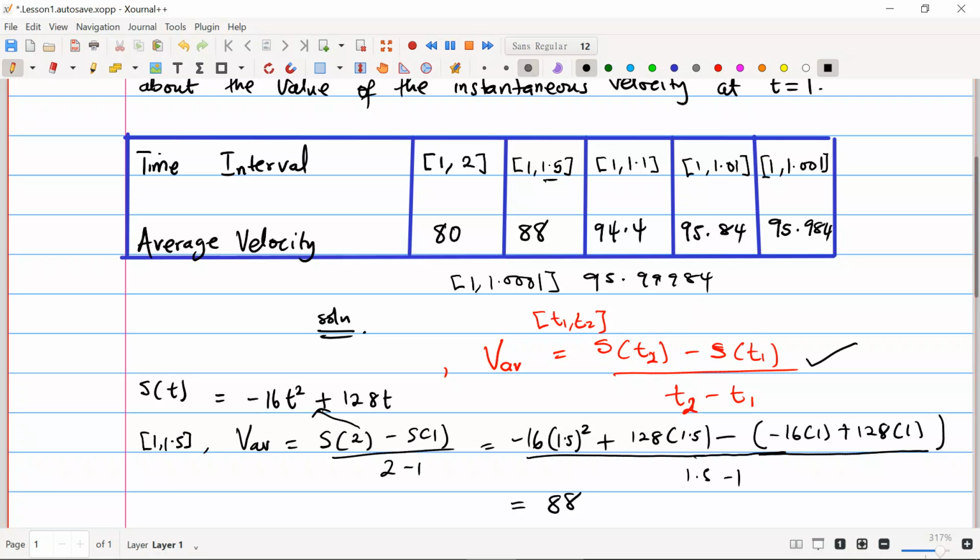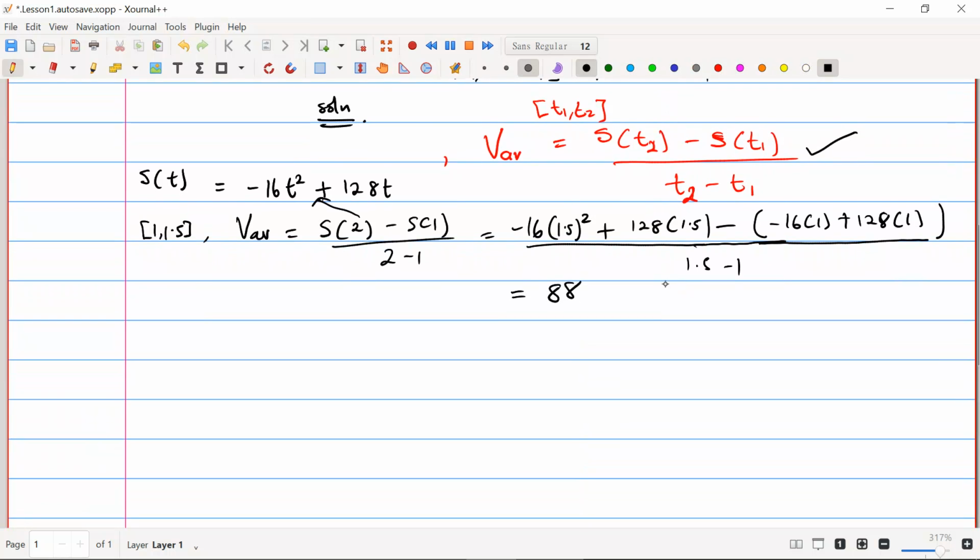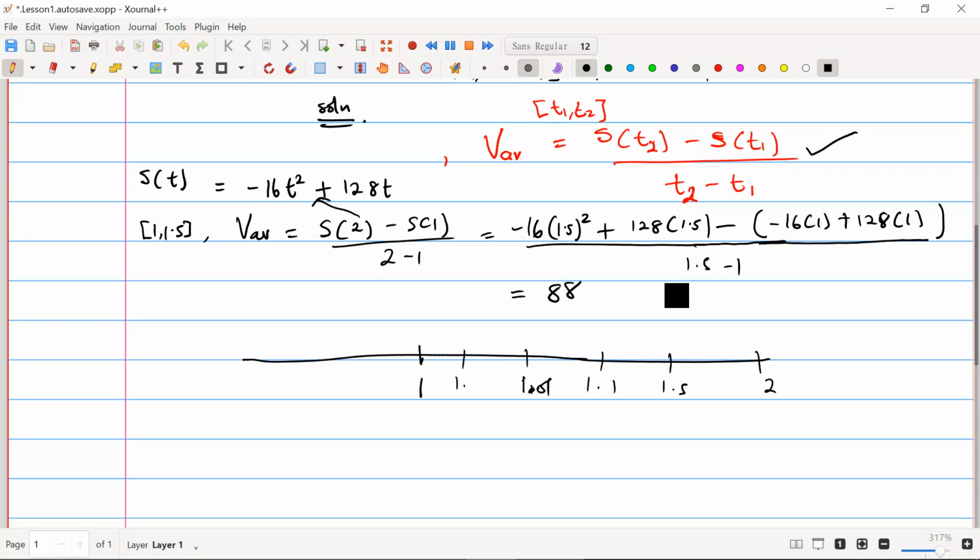What does this tell us? It tells us that as we get closer and closer to 1, right? And I'm going to show you what I mean by getting closer to 1. So you want to know the velocity of the particle at 1, but you are looking at some time interval getting closer and closer to 1. So at first we were somewhere at 2, then we moved to 1.5, we moved to 1.1 and 1.01, right?